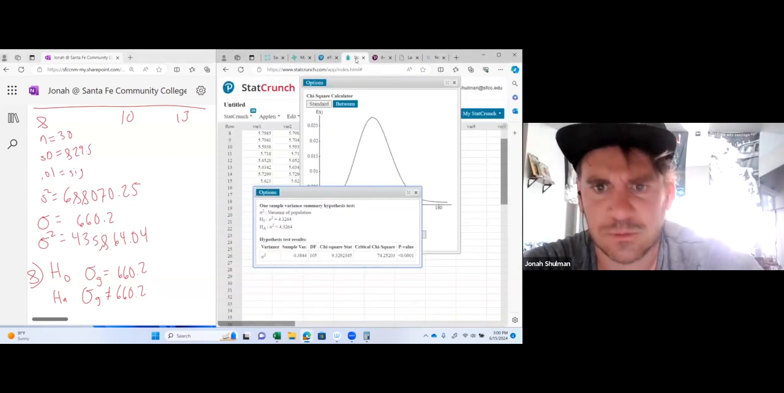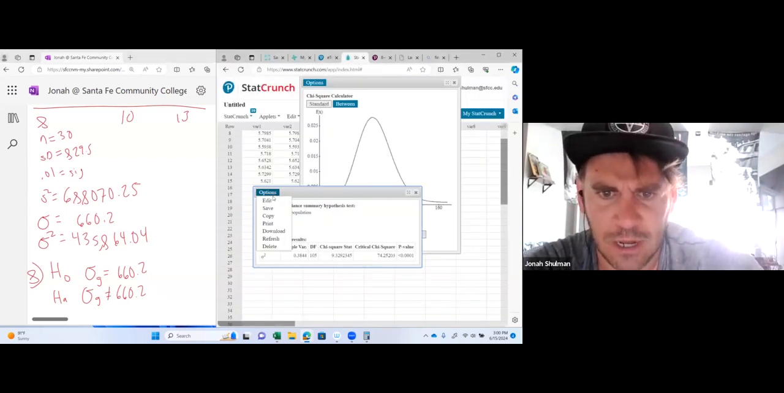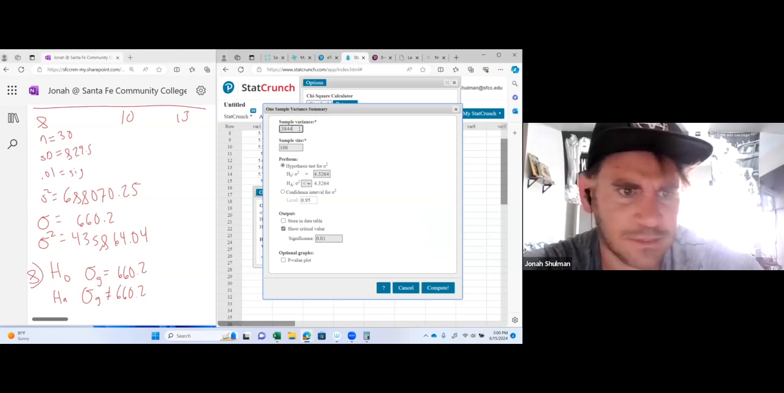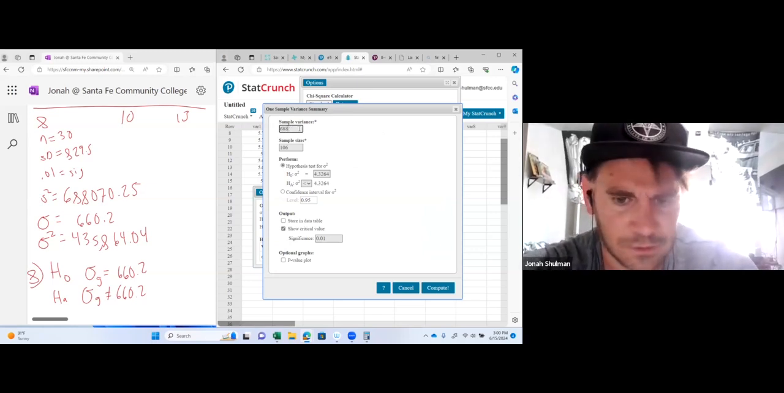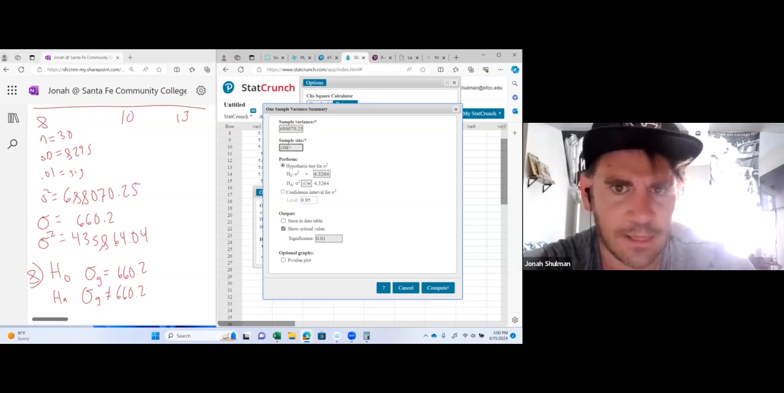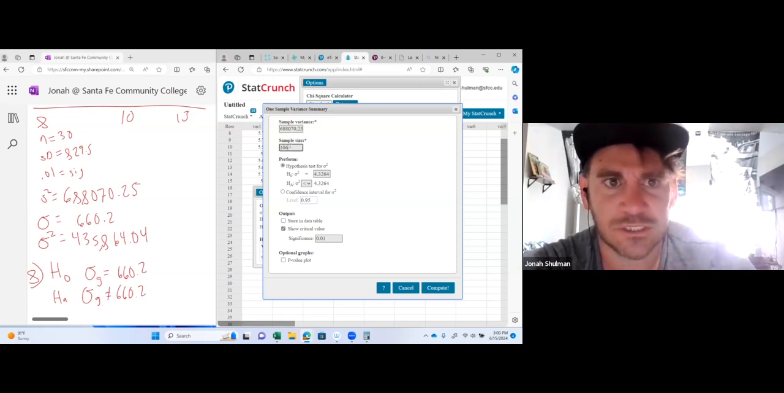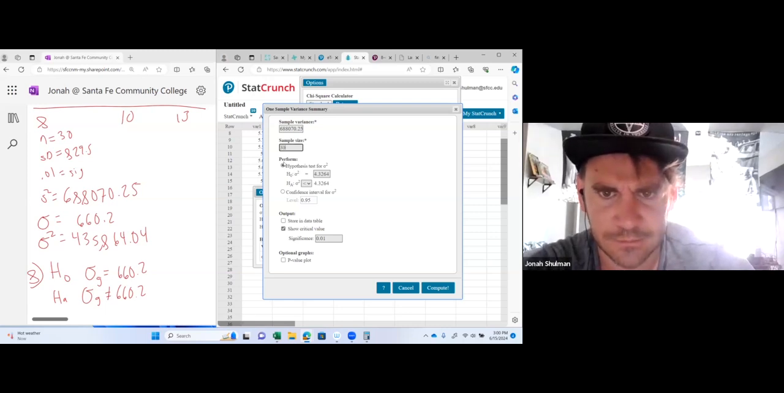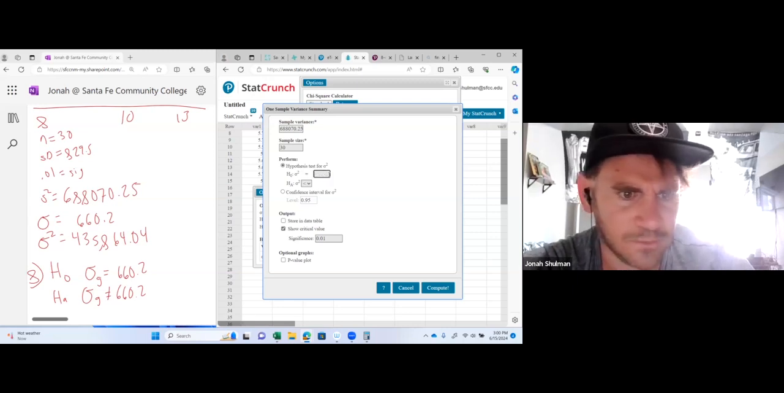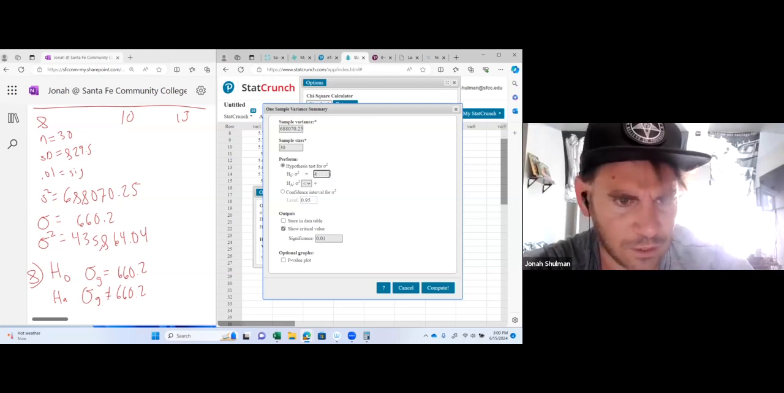So let's go to this one. I'm going to do options, and I'm going to edit it. My sample variance is 688,070.25. And I'll write in the announcements to just skip all the way to 7 because that's the first time it actually starts working. We only got 30 girls here. We're doing this hypothesis test. So the variance is 435,864.04.